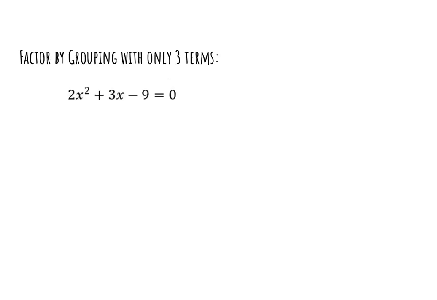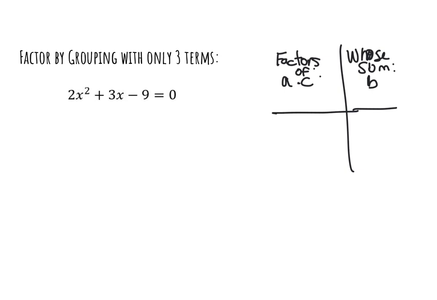Okay, so now the whole point of that factor by grouping is if we have 4 terms. Well, what do we do if we only have 3 terms? Well, we got to turn these 3 terms into 4 terms. So I'm going to do factors of AC whose sum is B. I went ahead and wrote that there for us. So now I want to go ahead and label my quadratic A, B, and C. This is already in standard form, so I was good to go.